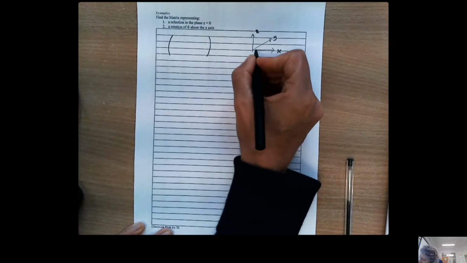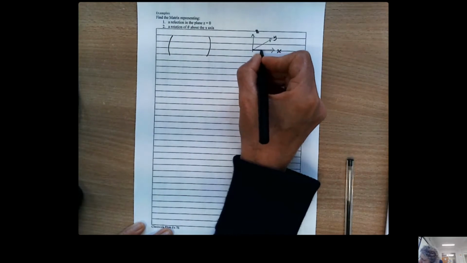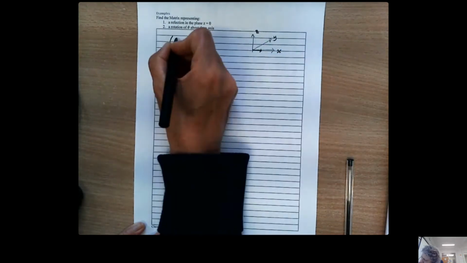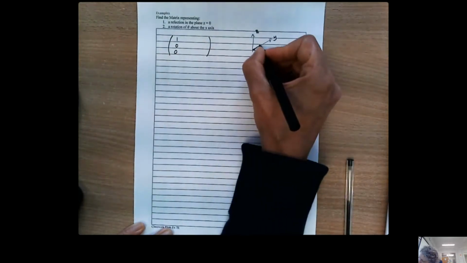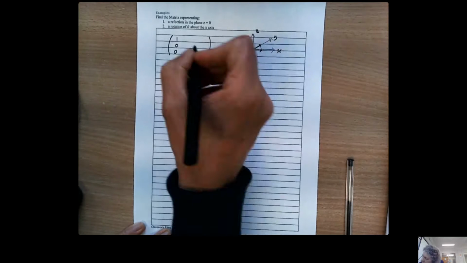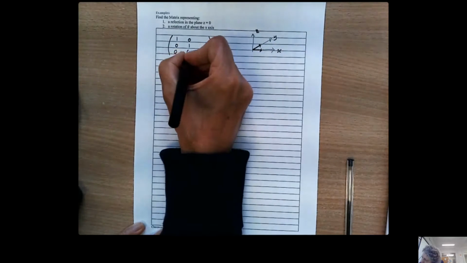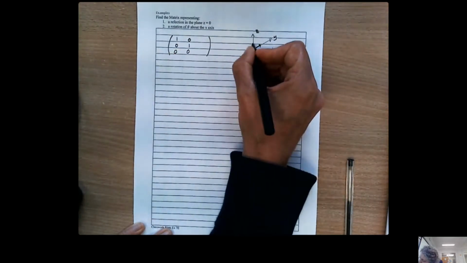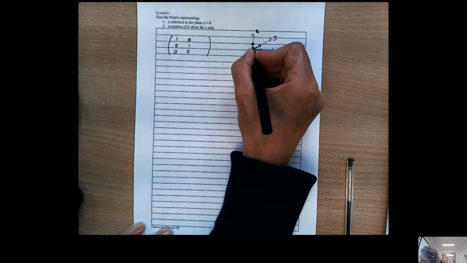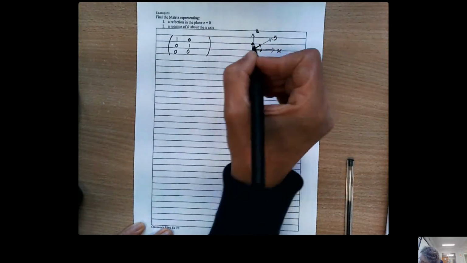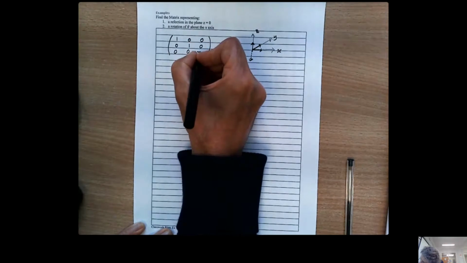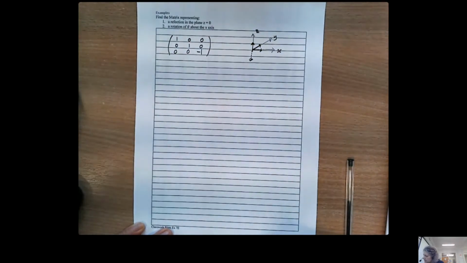So where do our unit vectors end up? I'm going to try and draw them all on top of here. Where does 1, 0, 0 end up? That stays where it is. Where does 0, 1, 0 end up? That stays where it is. But where does this point here, 0, 0, 1, end up? That will be reflected down to here. So that's going to end up at 0, 0, minus 1. And that is my matrix for that transformation.